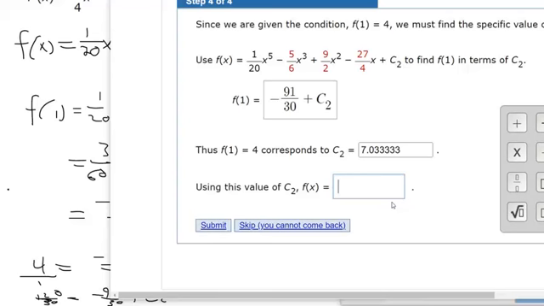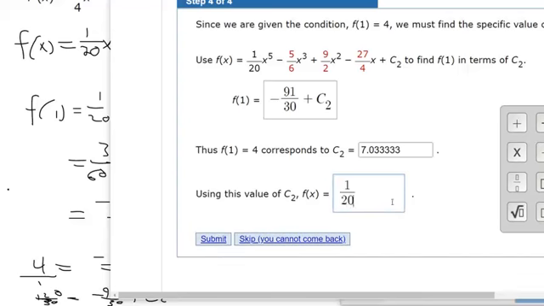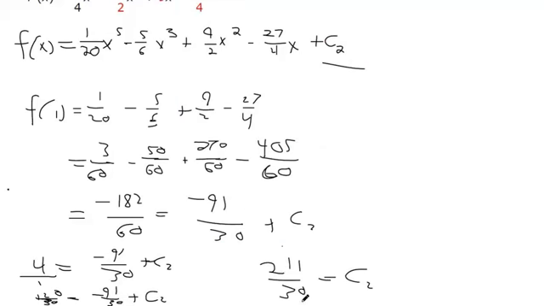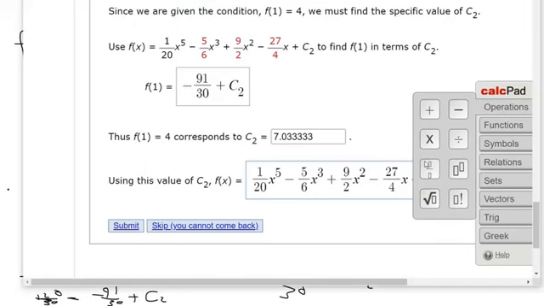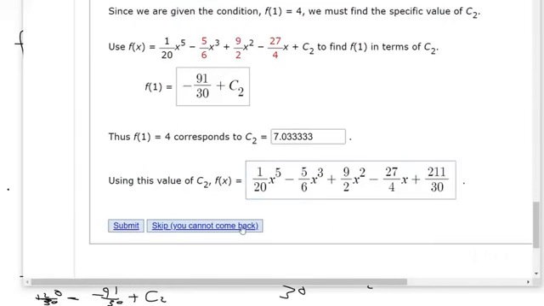And then we found f of x. They would just want us to rewrite f of x. Was it negative though? No, it's positive 211 over 30. Okay. I have a feeling it's going to be wrong because of that decimal.